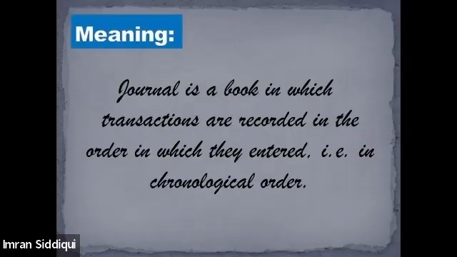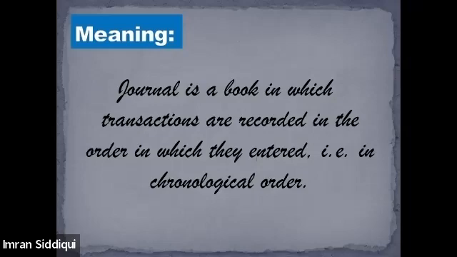So if I need to explain, what is a journal? A journal is a book in which transactions are recorded in the order in which they occurred, that is, in chronological order. This is also called the book of primary entry, or original entry. All the transactions that take place in an enterprise during the year, the first place where a transaction needs to be recorded is the journal. Therefore, the journal is also called the book of original entry.